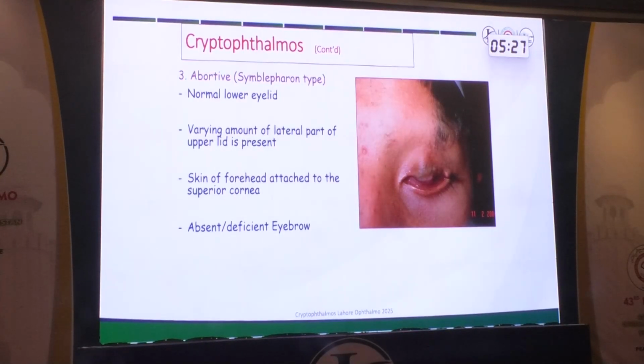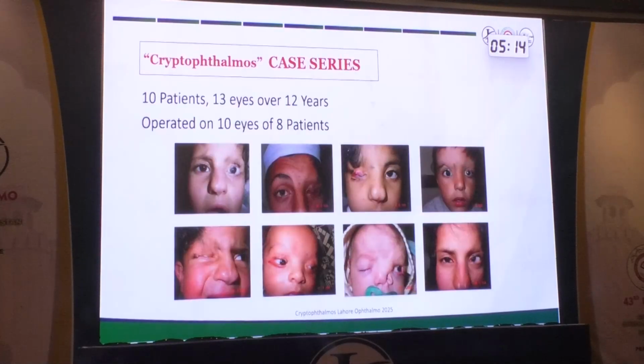The skin of the forehead may cover the whole cornea, like in this case, or maybe half of the cornea, or just the top of the cornea. It's the luck of the patient how he has been born, and the eyebrow is absent or deficient.